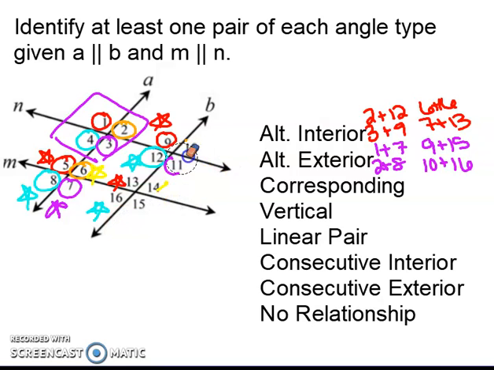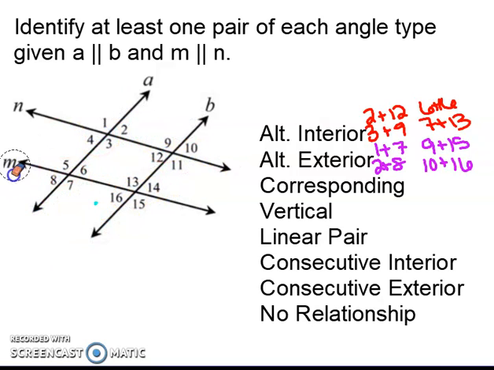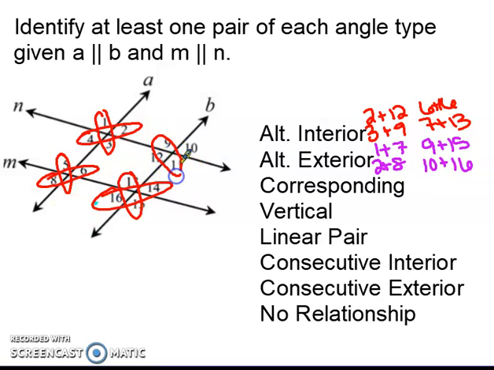As far as vertical angles, it is across a vertex. So we have a lot of pairs for vertical. You can have 1 and 3. You can have 2 and 4. 5 and 7. 6 and 8. 13, 15. 16, 14. 9 and 11. And 10 and 12. They cannot go across multiple parallel lines. It is just across a single vertex.